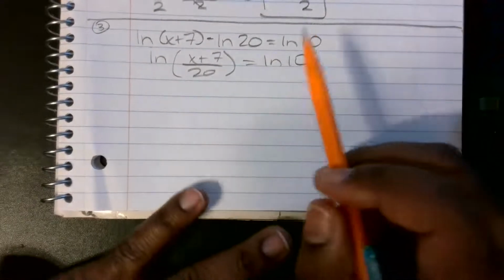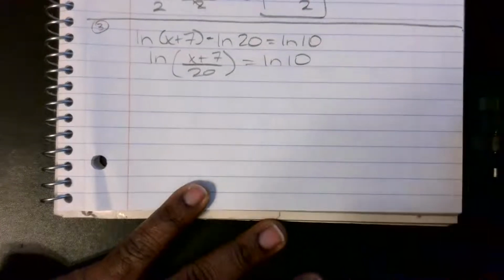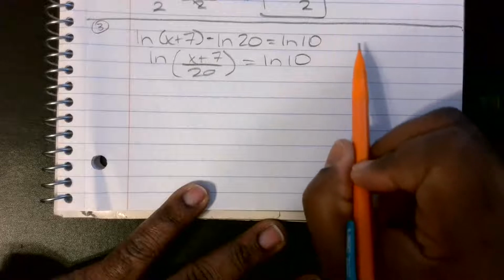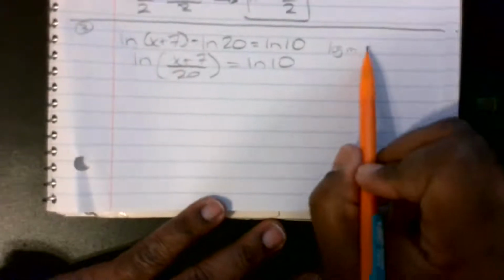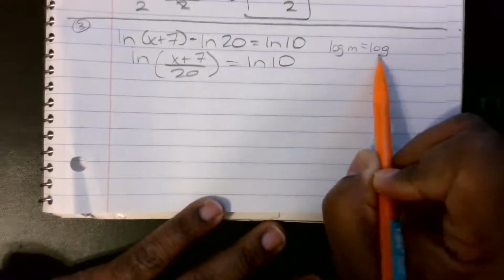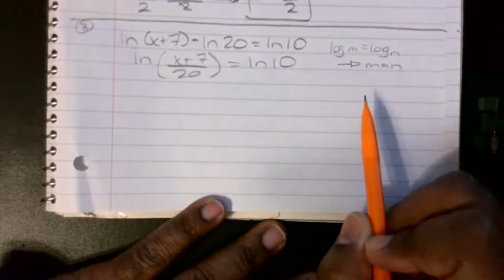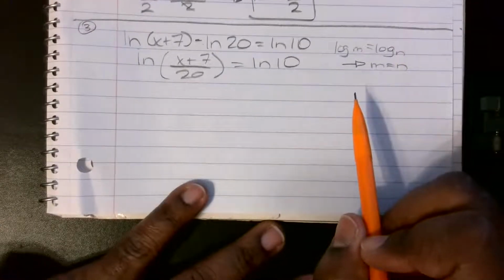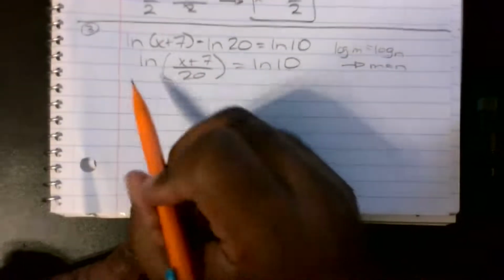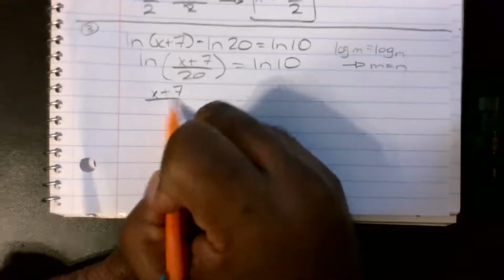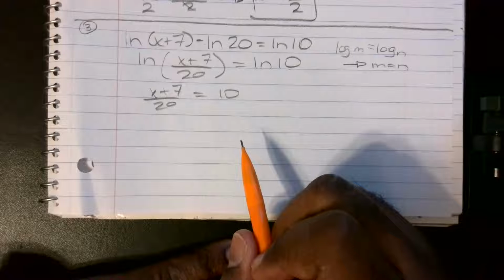All right. The property that we talked about last time, we use it for exponents, but it also applies to logs. If log of m is equal to log of n, that means that m is equal to n. So if natural log of this is equal to natural log of this, then that means that x plus 7 over 20 has to equal 10. After this, algebra.